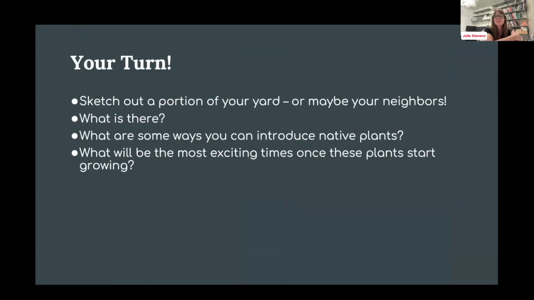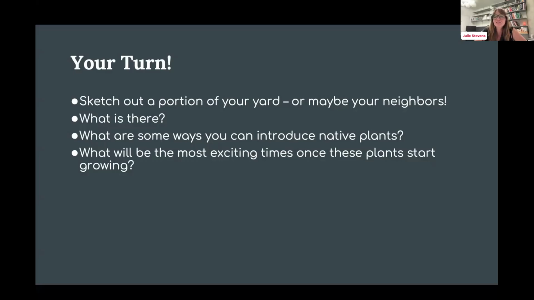So again, this is a little chance for you to take a second. Go ahead, take a piece of paper and a pencil, a napkin, whatever you want. Sketch out part of your yard or maybe your neighbor's yard that's driving you crazy and think about what's there, maybe what needs to come out. We've talked about a few invasive species. How could you introduce some native plants? And what will be the most exciting time when these plants start going?